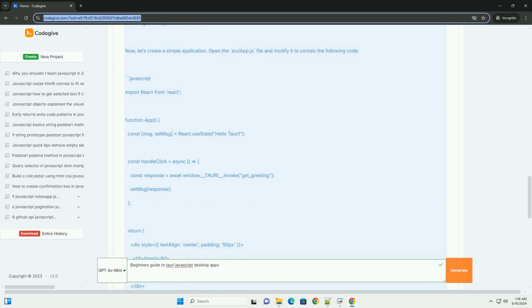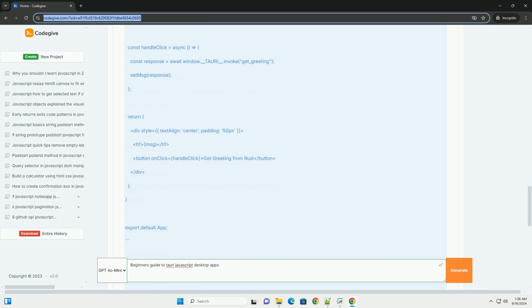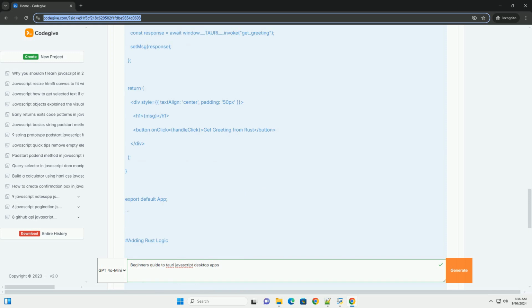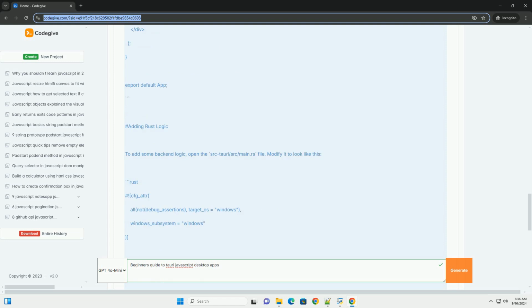A key feature of Tauri is its focus on security. It minimizes the attack surface by using a minimal runtime and providing robust APIs for accessing system resources.